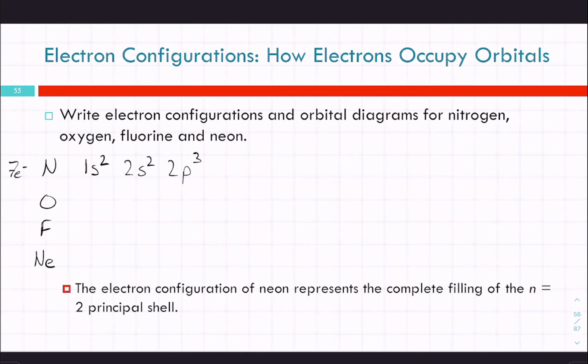Then if we want to do an orbital diagram, we make either boxes or lines. This is going to be 1s. It's going to be 2s. And then 2p actually has 3 suborbitals.